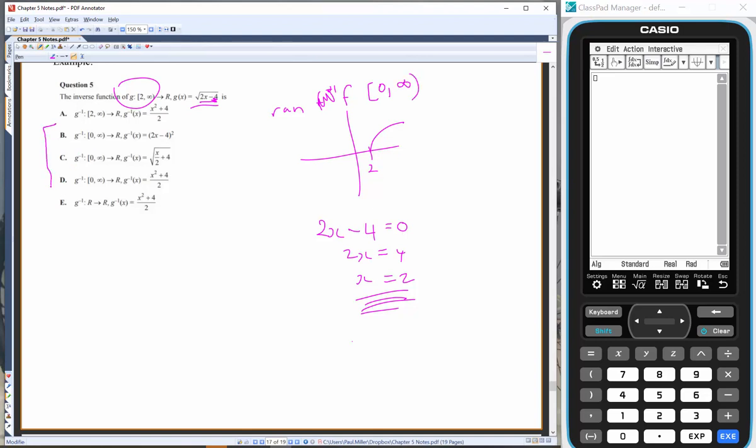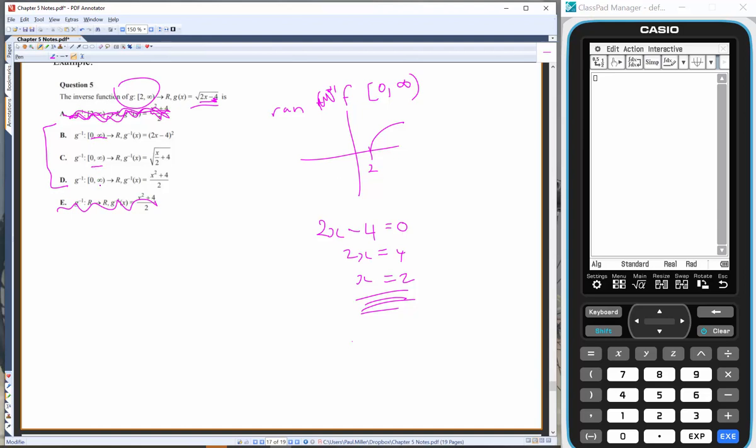So we can actually quickly see that these are the 3 options. This is junk. This is junk because, why do I know? The range of the original function is 0 to infinity, which means that the inverse function is going to have a domain of 0 to infinity.